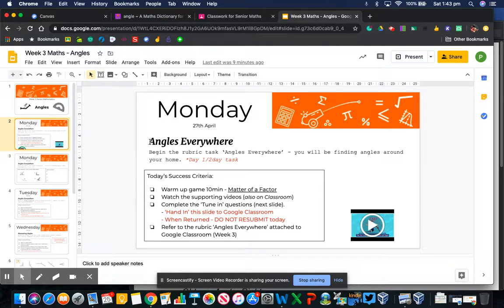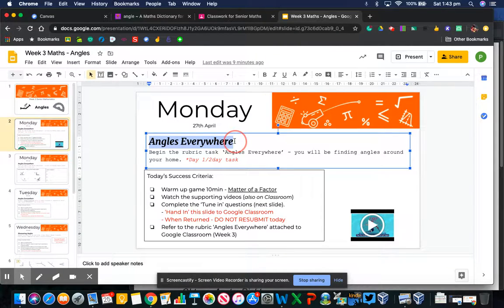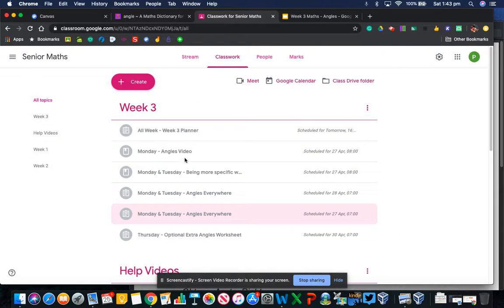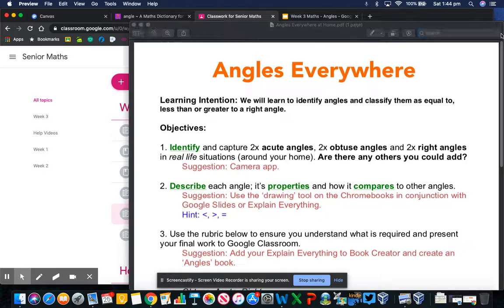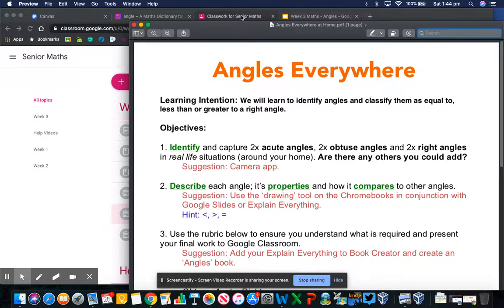So for Monday and Tuesday, we're focusing on explain everything in your Google Classroom, and mine are all blanked out because they're going to be popping up for you. There's a few things on Monday and Tuesday you need to go to, but you'll find the angles everywhere to open up. So it'll look like this. And with the angles everywhere task, we are learning to identify angles and then classify them as equal to, less than, or greater than a right angle.